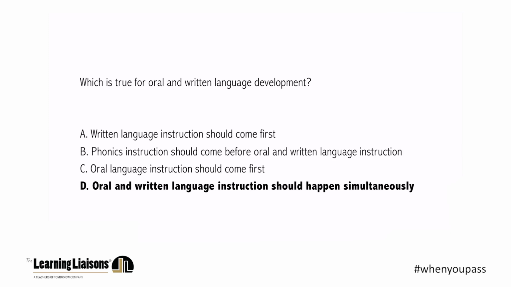So we want to make sure that we are not having students or children completely master oral language before beginning written language, because even through elementary school, they are still developing written language and also still developing oral language. So they will happen simultaneously. We don't wait for mastery before beginning the next. So that is why D is our answer there.